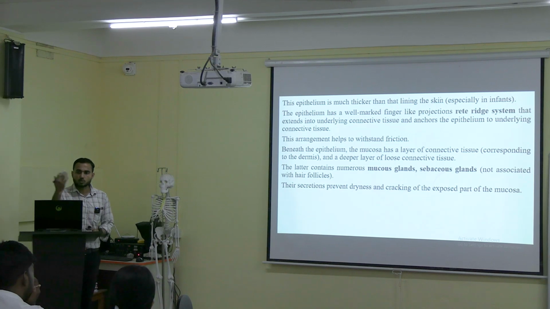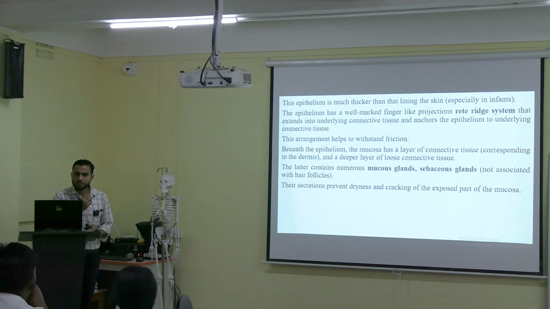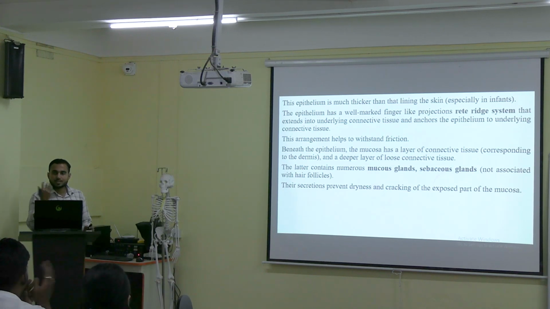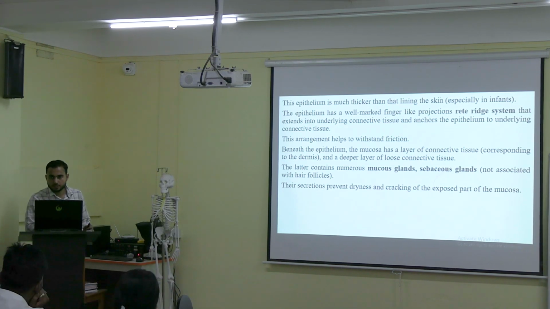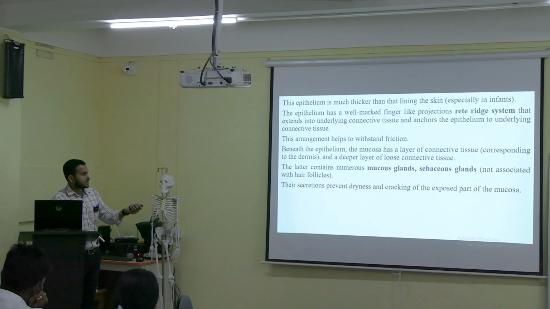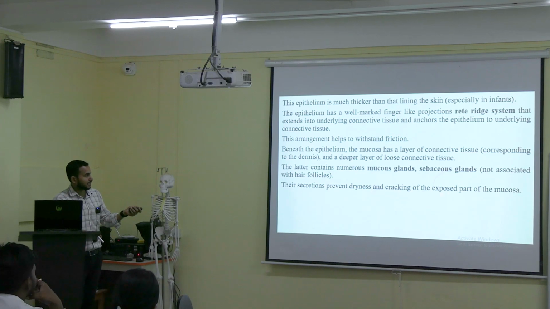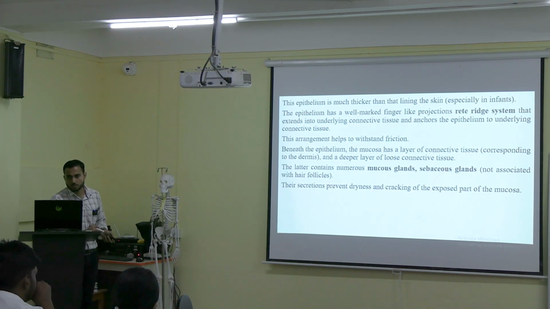What does this mean? On both sides, the area where skin is present and the area where mucous membrane is present, deep to that, you are getting the loose connective tissue. Now the loose connective tissue adjacent to the mucous membrane has mucous glands and sebaceous glands. But in this case it is not associated with hair follicles, and their secretions prevent the dryness and cracking of the exposed part of the mucosa.